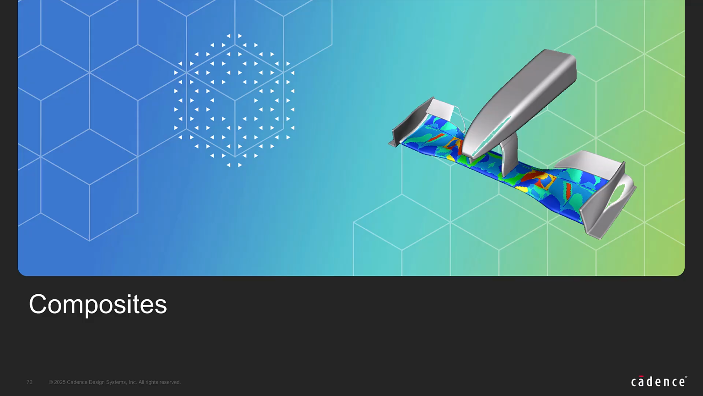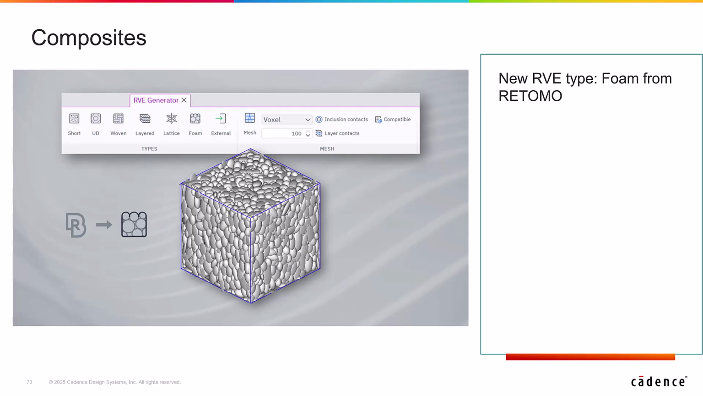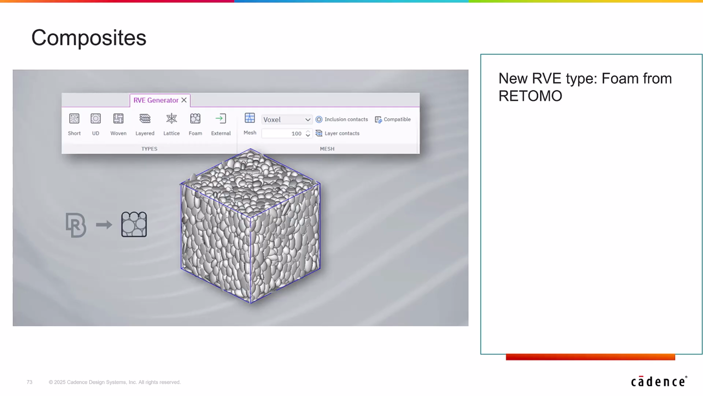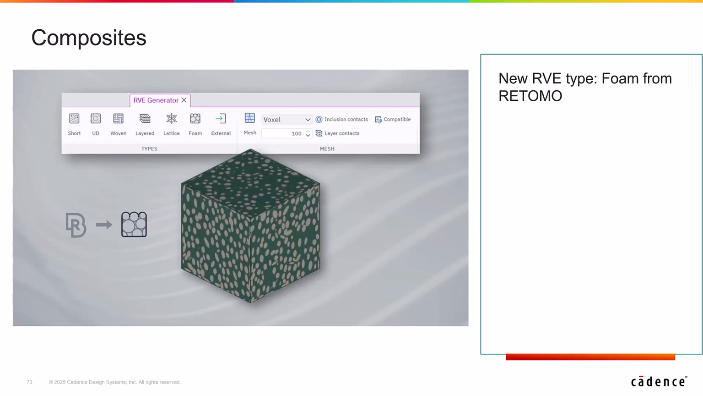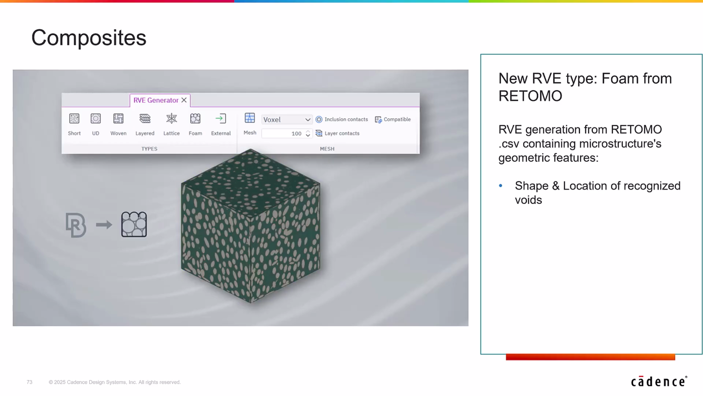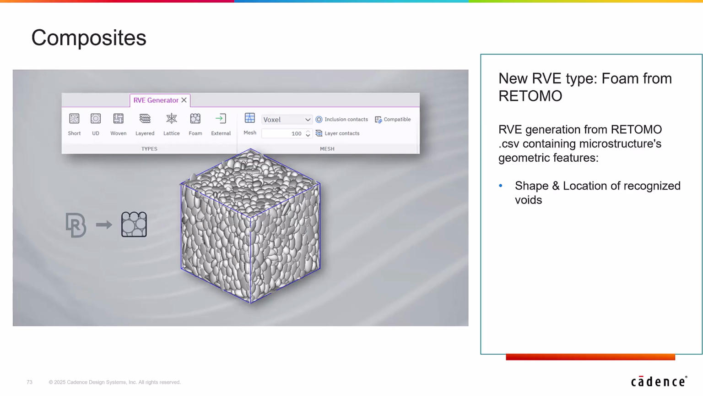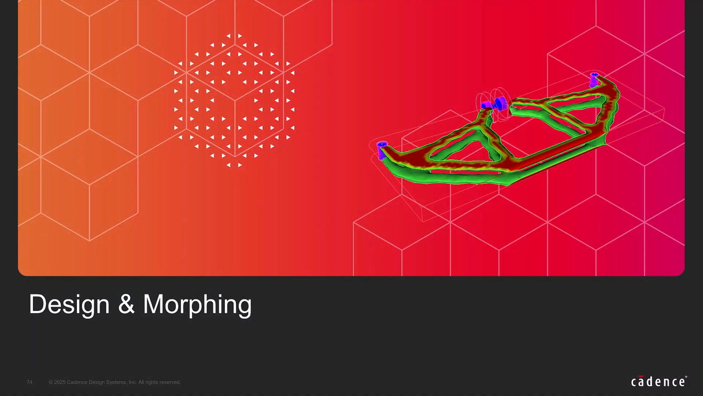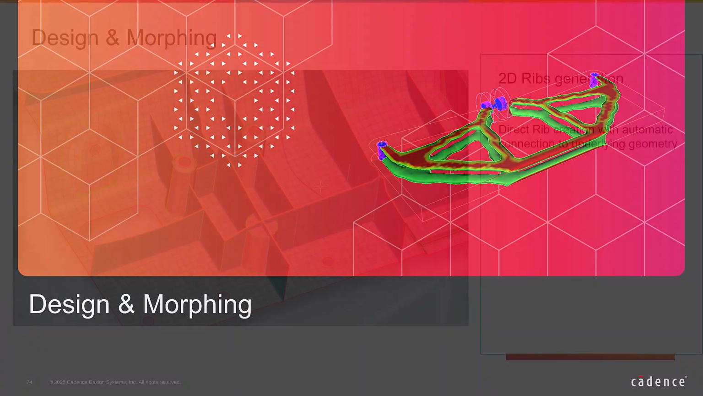Let's take a look at what's new for composites. A new RVE type is now available, Foam from Retomo. The RVE generator can create RVE models with the information that comes from Retomo CSV file. Retomo can export a CSV containing geometric features such as shape and location of recognized voids and orientation of fitted ellipsoids. Now, let's explore enhancements in design and morphing.